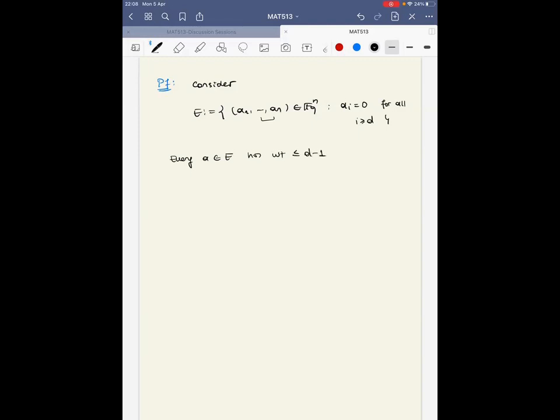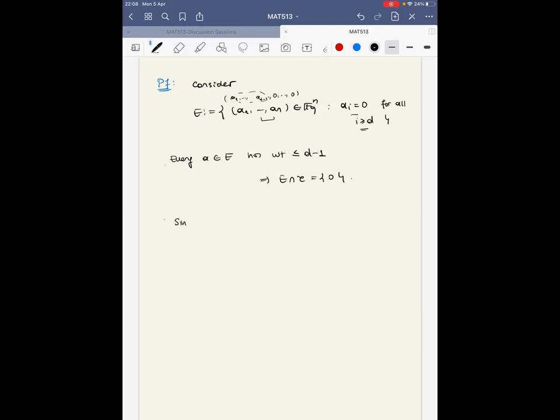because by the definition, we know that only d minus 1 of the first coordinates can be non-zero. Hence, this shows us indeed it has trivial intersection with C.